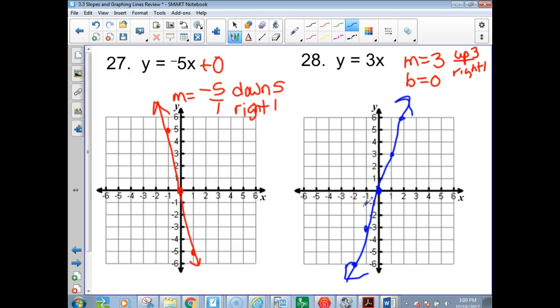Are we comfortable with these? Any questions? Anybody having any trouble, don't feel like you can't ask me, because it doesn't mean you didn't do well with this in Algebra 1. If you need more help, let me know. Okay, everybody got them going the right way? This is uphill, positive slope. This one was downhill, negative slope.